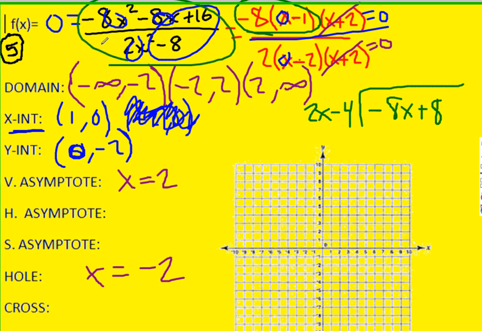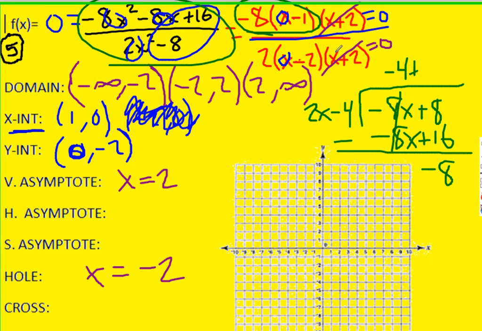So 2 times what gives you negative 8? That would be negative 4. So you multiply down, you get negative 8x and plus 16. We need to subtract those values. 8 minus 16 gives you negative 8, so your remainder is negative 8.